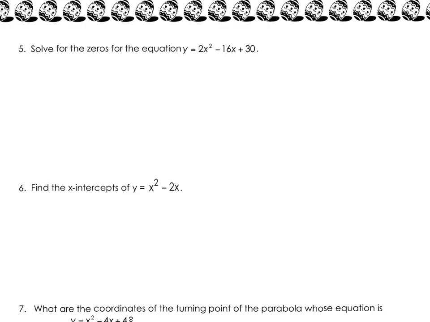Okay, for number 5 here, we need to solve for the zeros of the equation y equals 2x squared minus 16x plus 30. So we have 3 options to solve for zeros. First, I'm going to rewrite 0 equals instead of y equals, and then we'll talk about the 3 options. First option is to use the quadratic formula. We could also complete the square or use factoring.